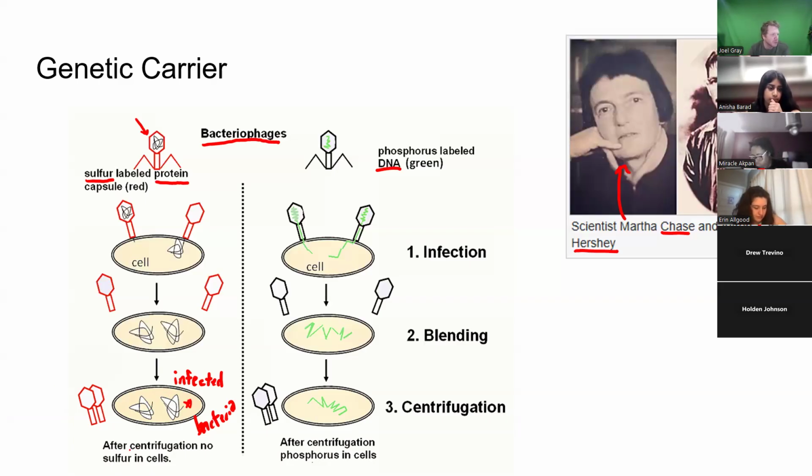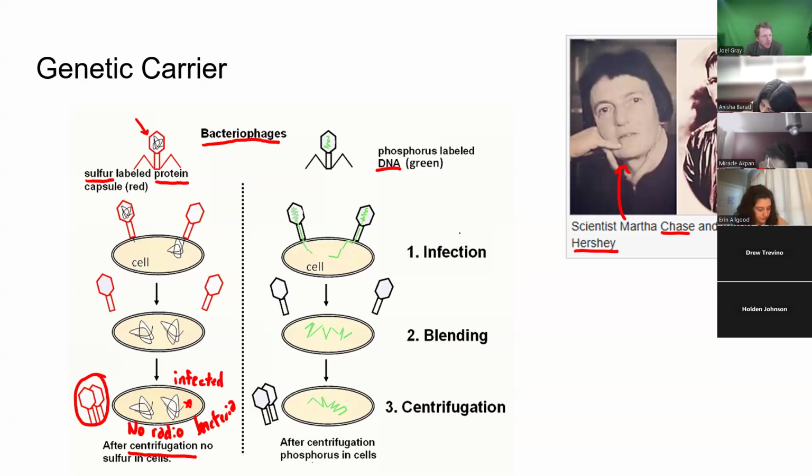Instead, what they did was they did centrifugation to separate the remnants of the bacteriophage, circled here, from the bacteria. And they found that the radio label did not go with the bacteria at all. So the bacteria were indeed infected by the bacteriophage, but no radio label. Okay. Now, that was basically a binary check for, is it protein that carries this on?